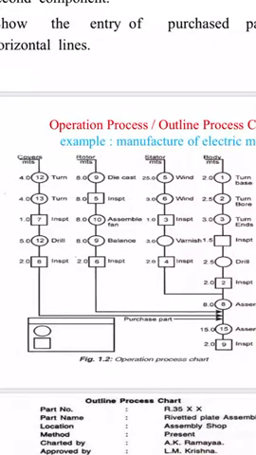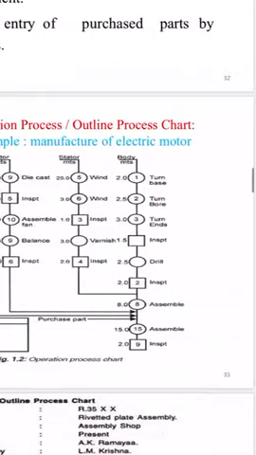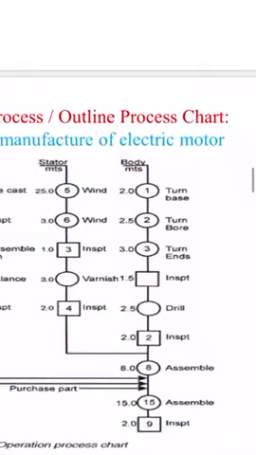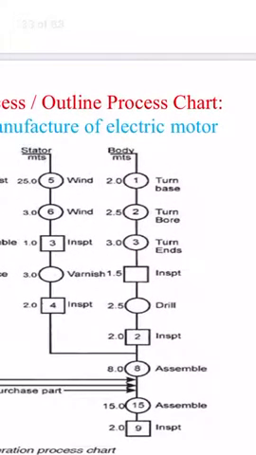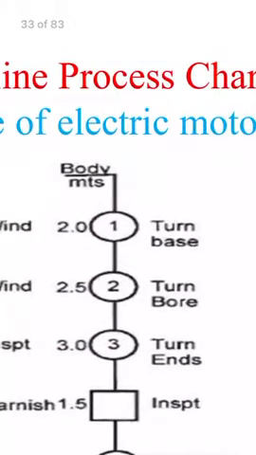So first, for the body, we need to follow all the activities. As we know, the first symbol will be put on the right-hand side in the top corner. So here, this is for the body, this is the first symbol, the first operation symbol. Look at this symbol, this is for the first activity. On the right-hand side it is written "turn", that is the description related to this activity, and on the left-hand side it is written 2.0, that is, 2 minutes are required to carry out this activity.